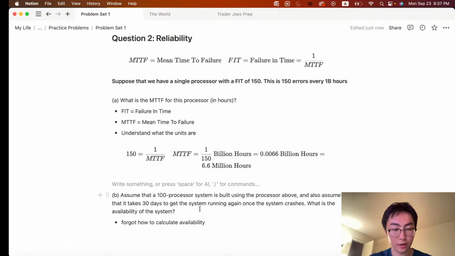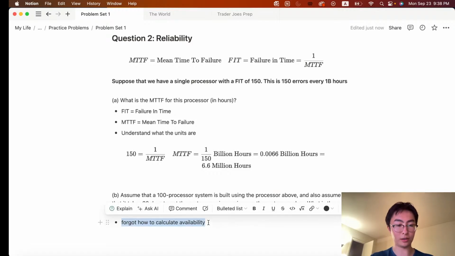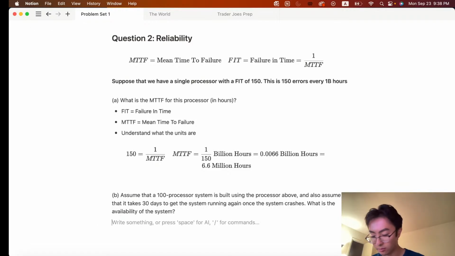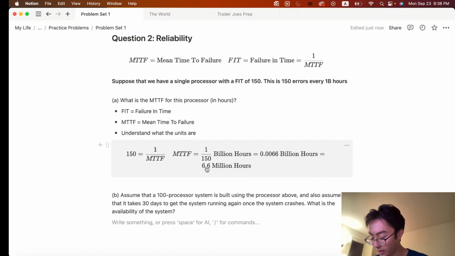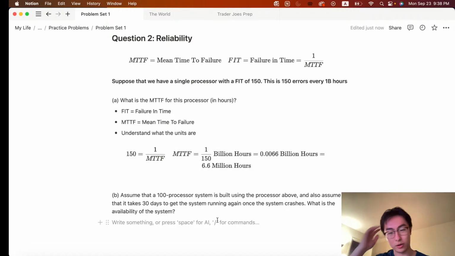Assume that a 100-processor system is using the processor above. Also assume that it takes 30 days to get the system running again once the system crashes. What is the availability? Availability is mean time to failure divided by mean time to failure plus the mean time to repair. This is 6.6 million hours.